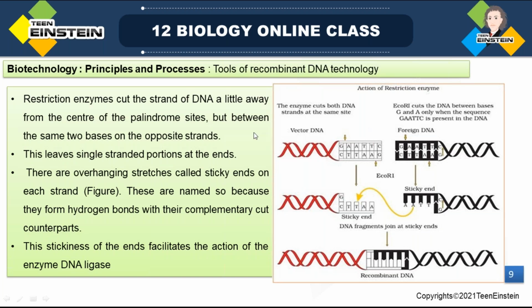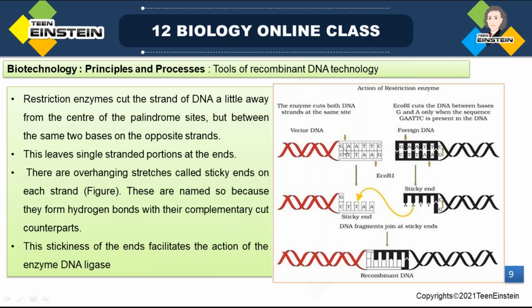See here, in the figure you can see at the same site, the enzyme cuts both DNA strands. Here this is the vector DNA, this is the foreign DNA. Here, this is the double-stranded form, right? Here at the end, we have given the sequence of that double strand. Here also they have given the sequence. This is the palindromic sequence. You can check this palindromic sequence on both strands.